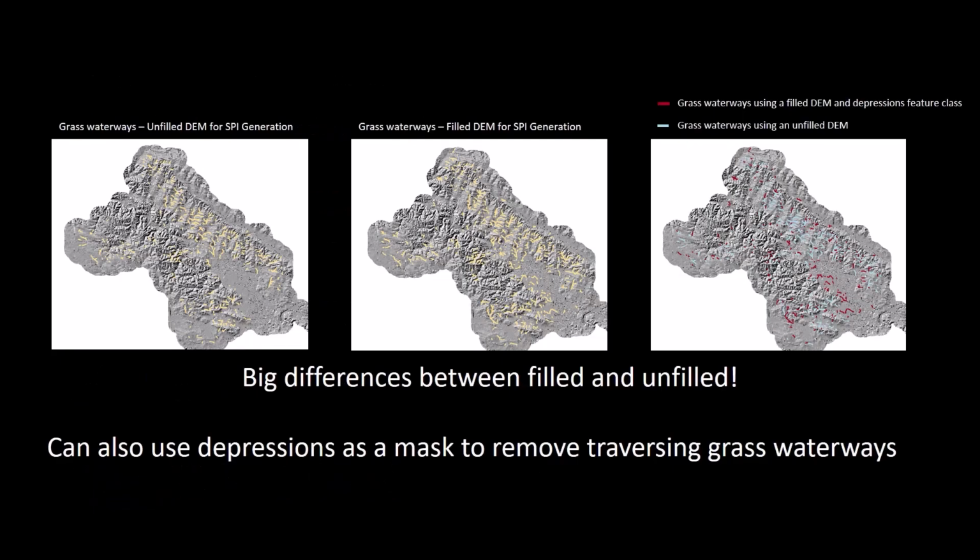Briefly, I just want to show the difference in results of the Grass Waterways tool when using an unfilled DEM versus a filled DEM. In this particular watershed, there are many depressions within the floodplain that runs through the center of the watershed. Using the unfilled DEM reduces the amount of grassed waterways because the stream power values will be much lower within that grid compared to when using a filled DEM.